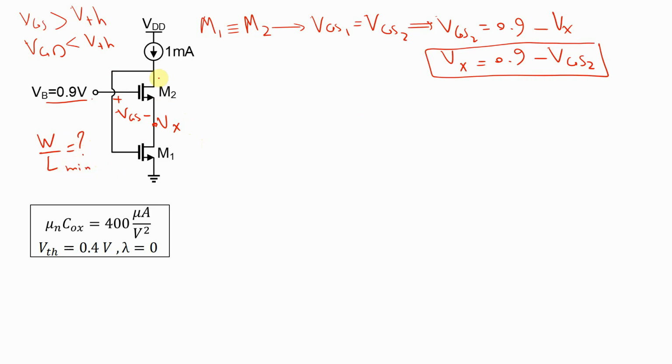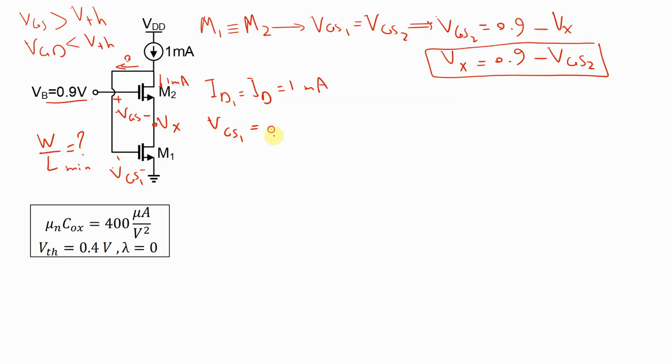Okay, so I have this drain current for both of these transistors. This is 1 milliamp and this is 1 milliamp, because this is a gate and the gate current equals 0. So all of the 1 milliamp goes through both transistors. So I_D1 and I_D2 equal 1 milliamp. Now I can write a relationship for gate source 1.